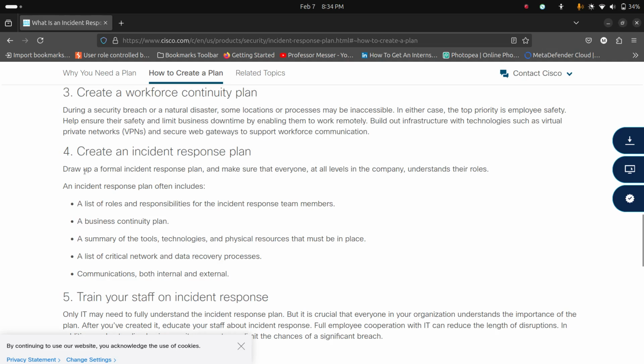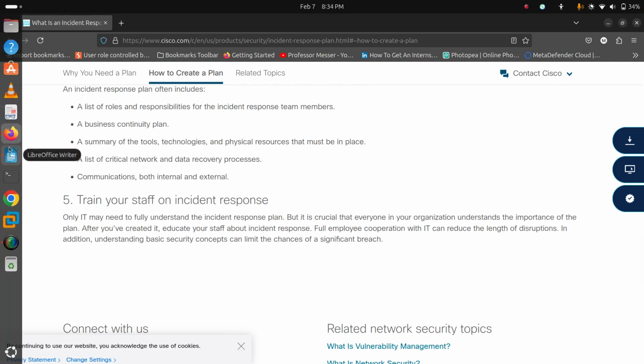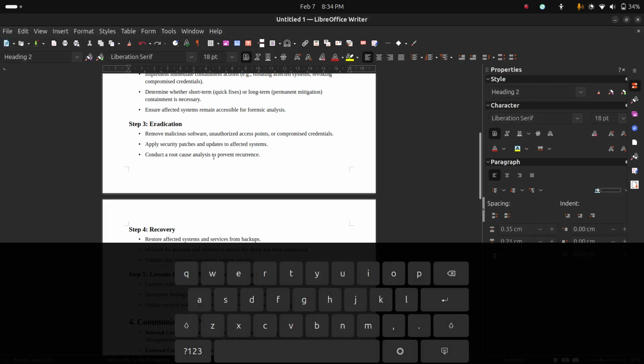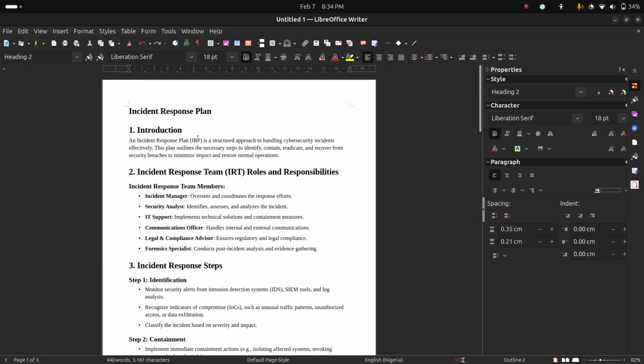The next step is to create an incident response plan, which I did. I created an incident response plan, and I will be giving you a brief rundown on it. Then the next step is to train the staff on incident response. Okay, moving on to my incident response plan, which I created.